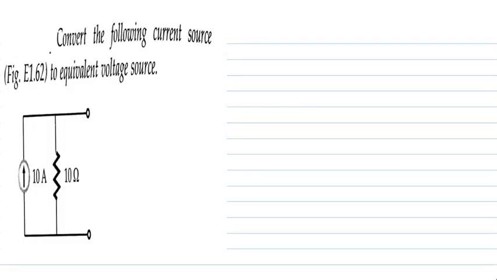So first question says here, convert the following current source to an equivalent voltage source. So here we are having a current source and in parallel we are having a 10 ohm resistance. So we have to convert this current source into a voltage source. So here we will use the source transformation.